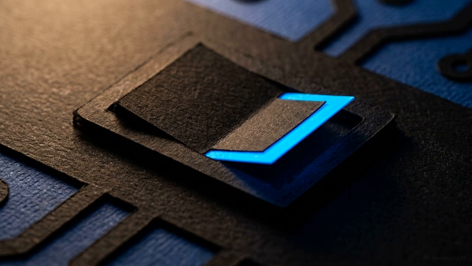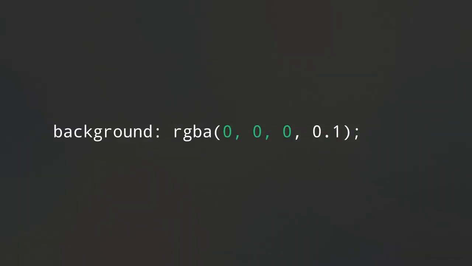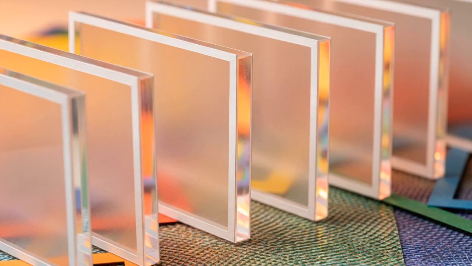Now take this exact code block and adapt it for a dark mode interface. Swap your white RGBA values for low opacity black values and check the results in your preview. By mastering these core CSS properties, you have the tools to build premium, future-proof interfaces from scratch, independent of heavy frameworks.